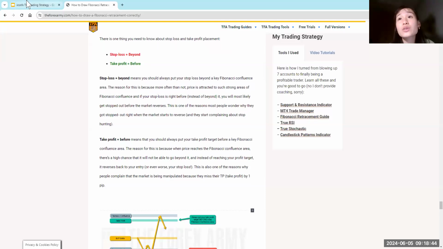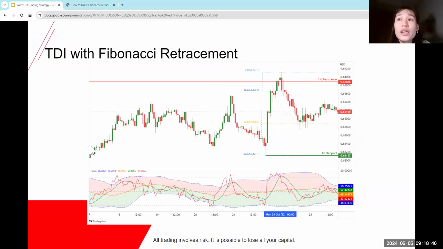And bringing it back to TDI, we also like to use that in combination with our Fibonacci retracement, since we use Fibonacci to also support our first resistance and first support levels as well.